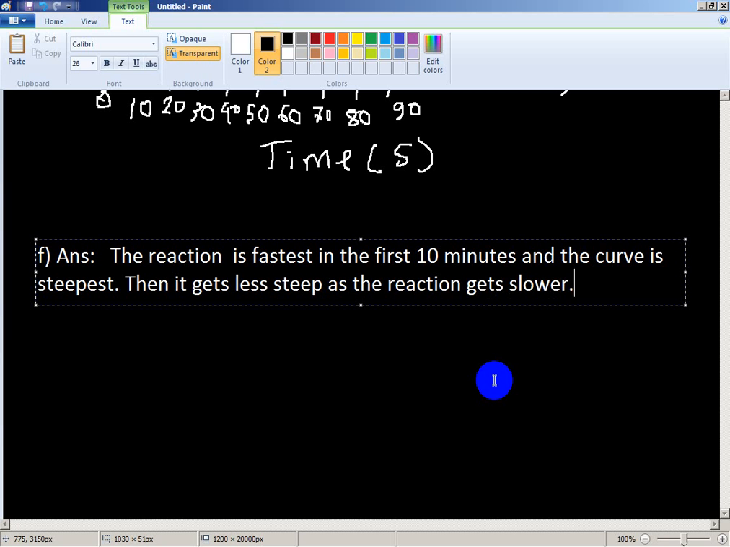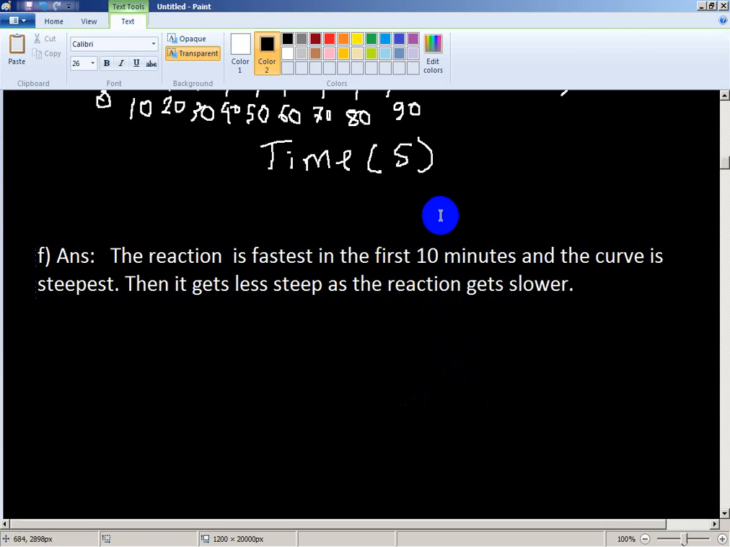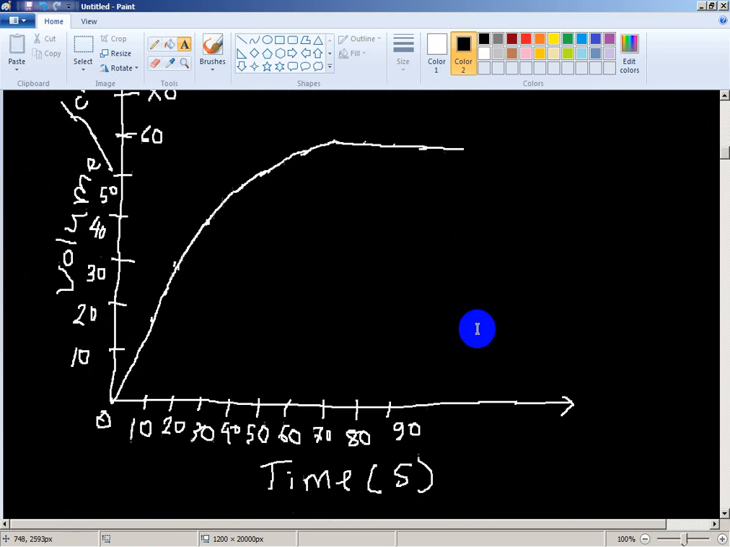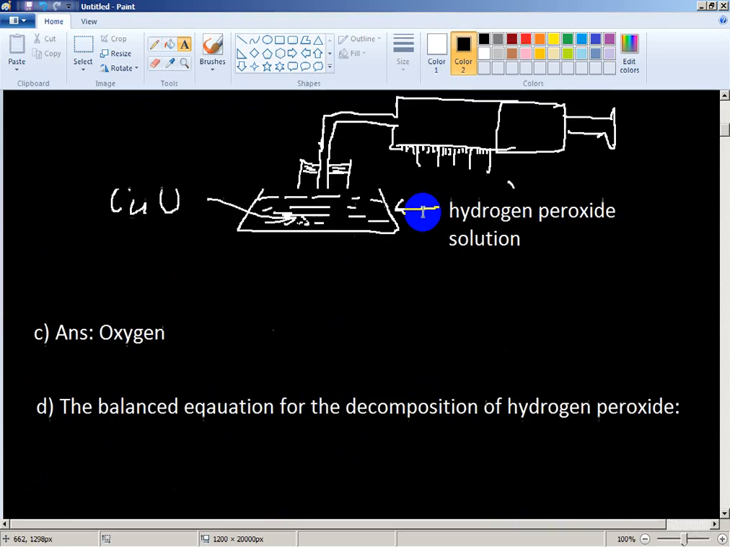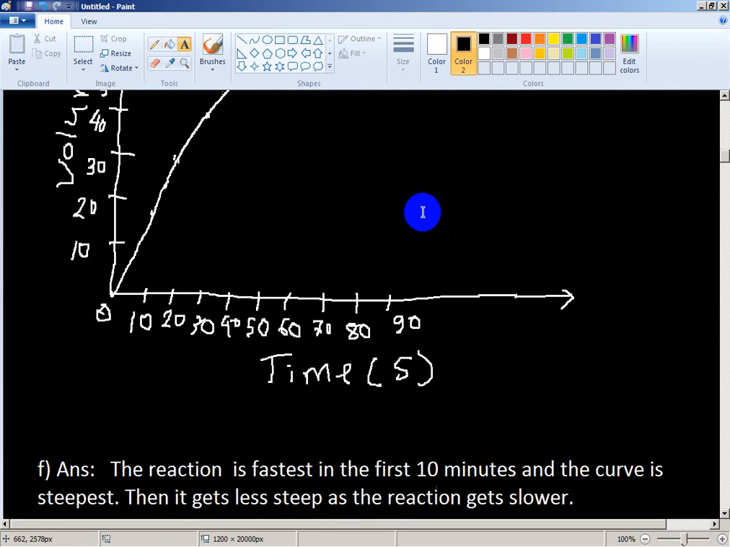And finally what happens is the reaction after 70 minutes, after 70 minutes no more hydrogen is produced. After 70 minutes, 58, no more hydrogen is produced. After 70 minutes no more oxygen is produced, so the volume no longer changes. The reaction is over, the curve goes flat.